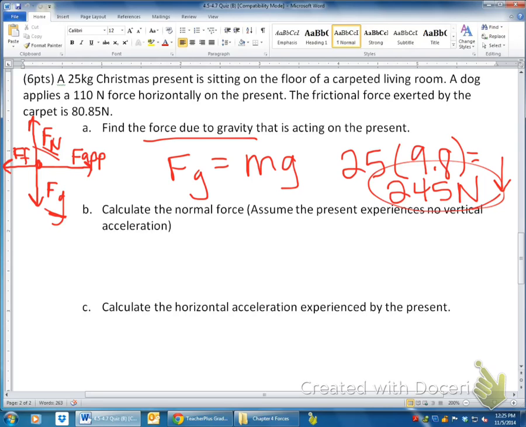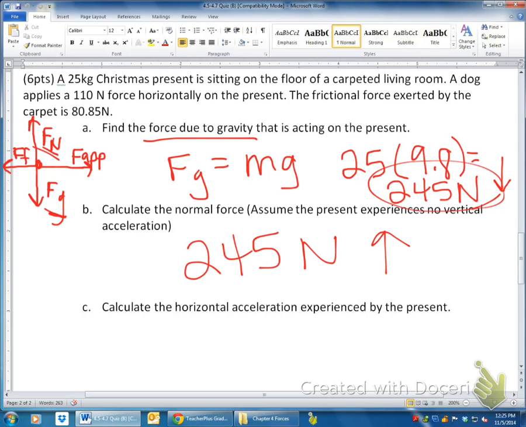So if we know that the normal force and the gravitational force are equal, what do we need to do for part B? Just write the answer. That's it. Okay, 245. And we can say up if we wanted to. I'm not going to count off if you don't have that, but just so you know, you could do that. Are we good to this point?